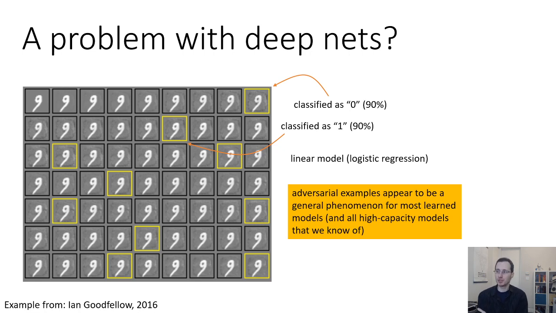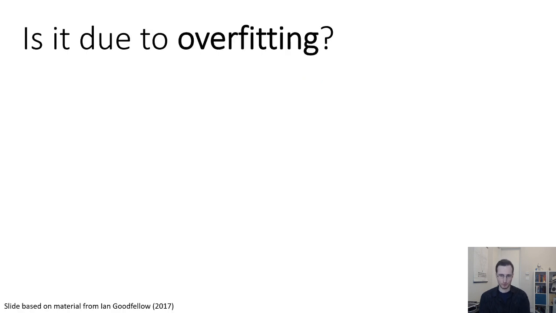Adversarial examples appear to be a general phenomenon for most learned models and all high-capacity models that we know of. Okay. So at that point, another question that we might want to answer is whether adversarial examples are due to some kind of overfitting. This is also an example that I'm borrowing from Ian's work.